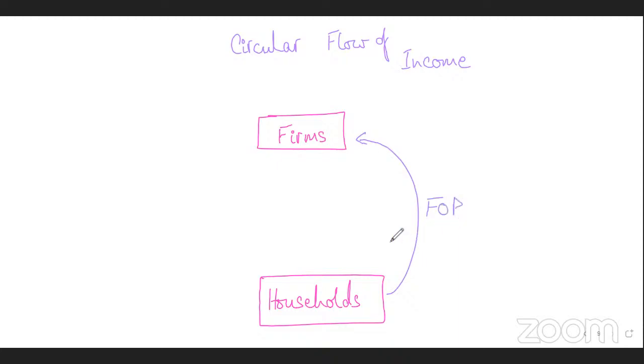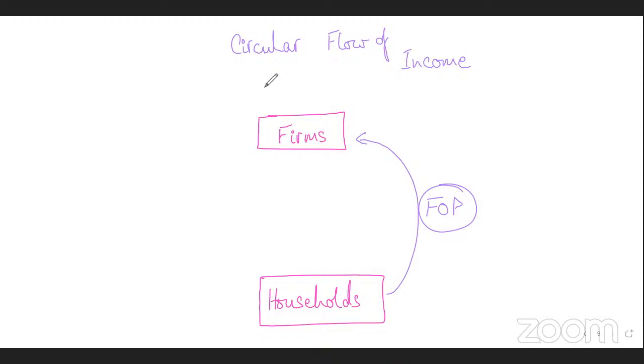So what are FOPs? We know factors of production are land, labor, capital, and enterprise, right? So some of us will be entrepreneurs, some of us will be employees, some of us will be managers, some of us will be landowners who are renting out their land. And some of us will be capital owners who are renting out their capital and so on, right? So from households, resources flow to the firms.